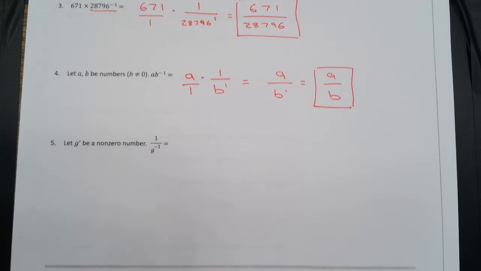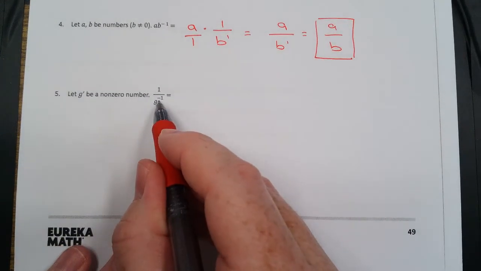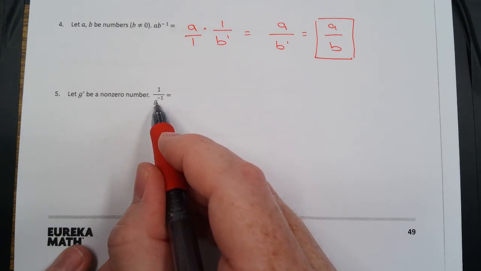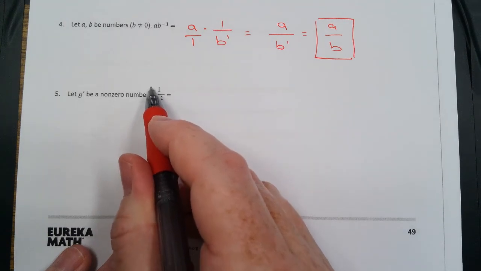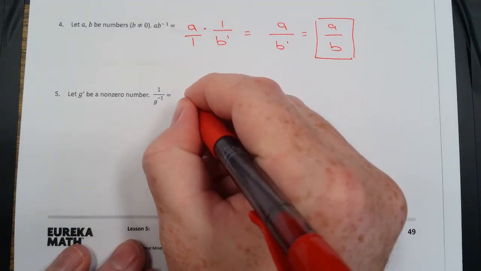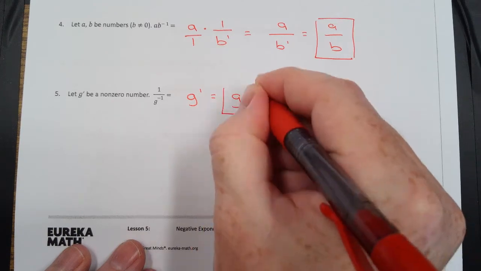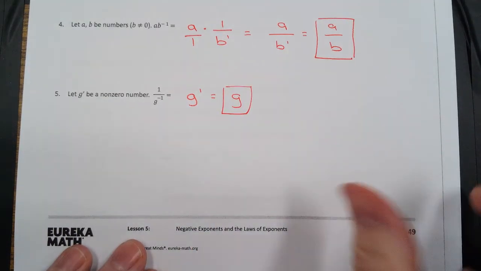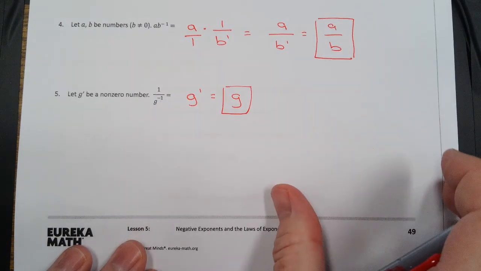Now number 5, wait a second, the exponent is negative, but it's already in the denominator. What do we do in this case? Well, remember, it's written in your notes. Just make it positive and move it to the other part. Move it to the numerator. So this just turns into g to the first, which is just g. The exponent moves positive, and you move it to the other part of the fraction.